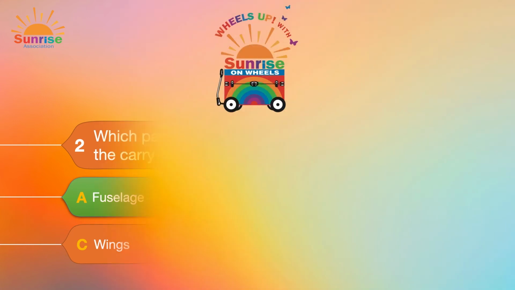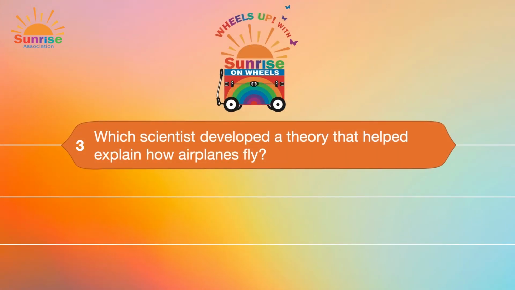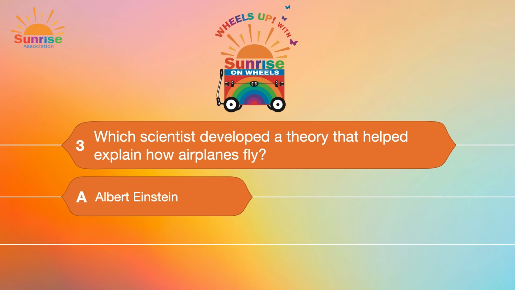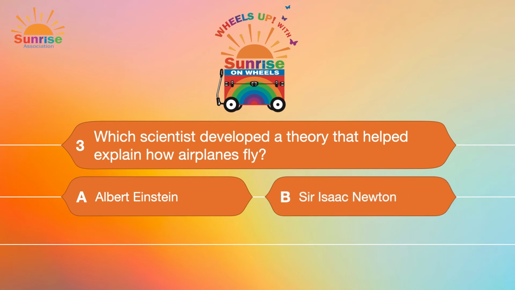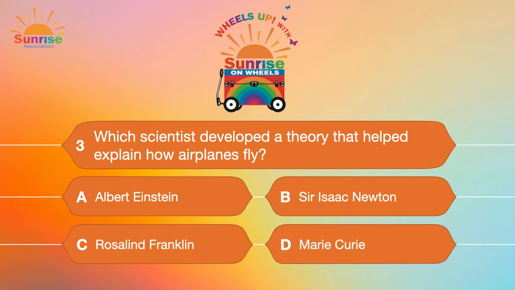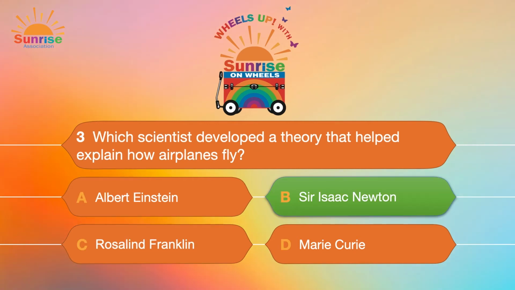Question number 3. Which scientist developed a theory that helped explain how airplanes fly? Was it A, Albert Einstein, B, Sir Isaac Newton, C, Rosalind Franklin, or D, Marie Curie? Sir Isaac Newton. Can you believe it?